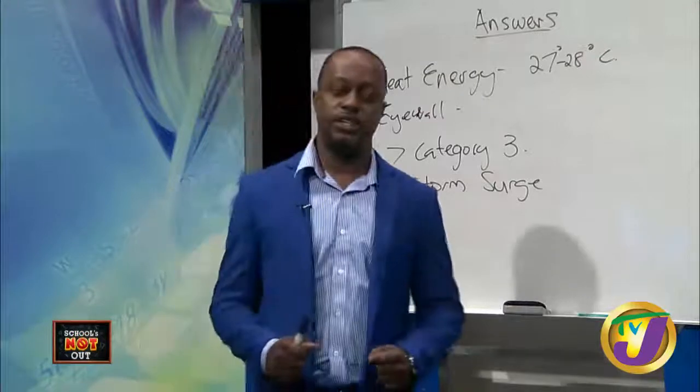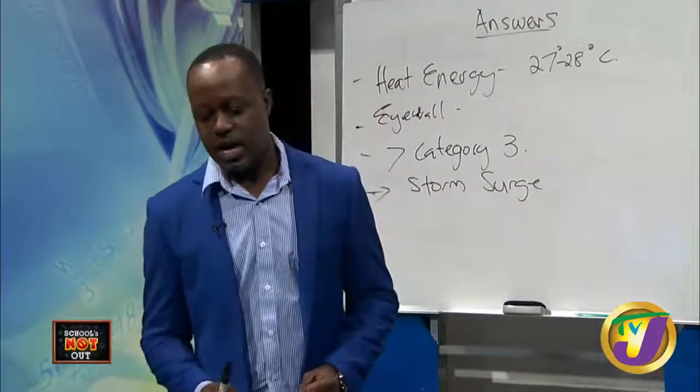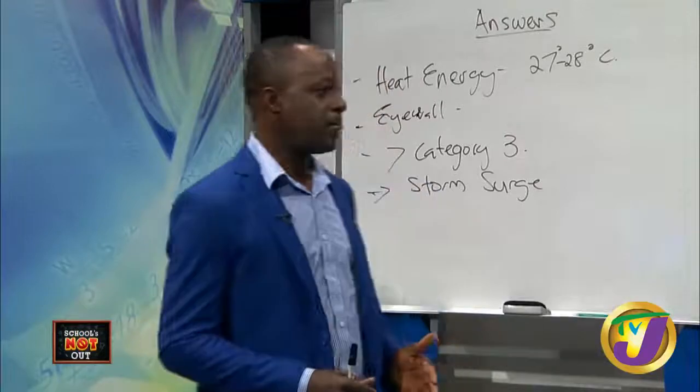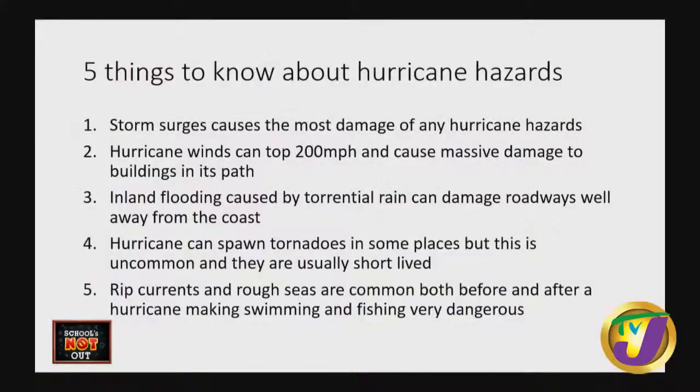So here are just some things that you need to know. Five things you need to know about hurricane hazards, okay? Storm surges cause the most deaths in any hurricane, and they can cause the most damage. Hurricane winds can top 200 or even 250 miles per hour and cause massive damage to buildings in their path. Inland flooding caused by torrential rain can damage roadways well away from the coast.